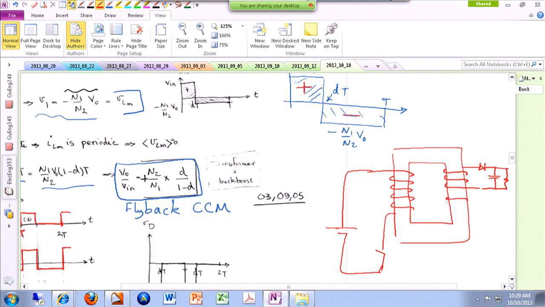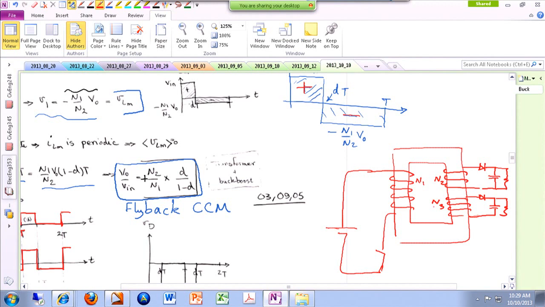And the good thing is these outputs don't have to have the same common ground. They can actually be isolated from each other. So by selecting N1, N2, and N3, for instance, if you want 5 volts on the N2 side and 15 volts on the N3 side, obviously the number of turns of N3 should be 3 times N2, okay? So you can have multiple outputs at the same time. This is another advantage of the isolation that appears in the flyback topology.